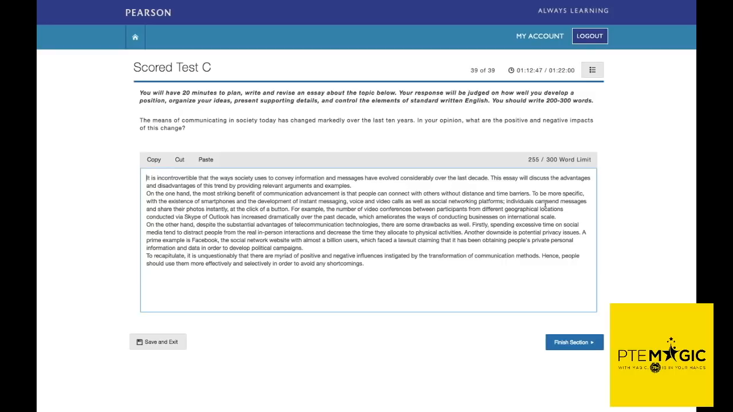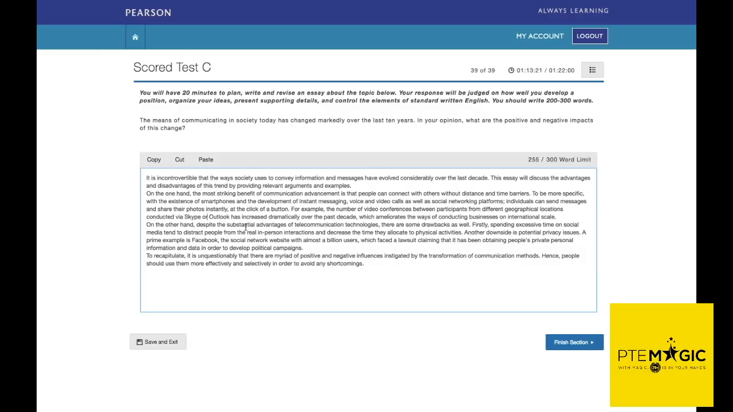and time barriers. To be more specific, with the existence of smartphones and the development of instant messaging, voice and video calls, as well as social networking platforms, individuals can send messages and share their photos instantly at the click of a button. For example, the number of video conferences between participants from different geographical locations conducted via Skype and Outlook has increased dramatically over the past decade, which ameliorates the ways of conducting businesses on an international scale.